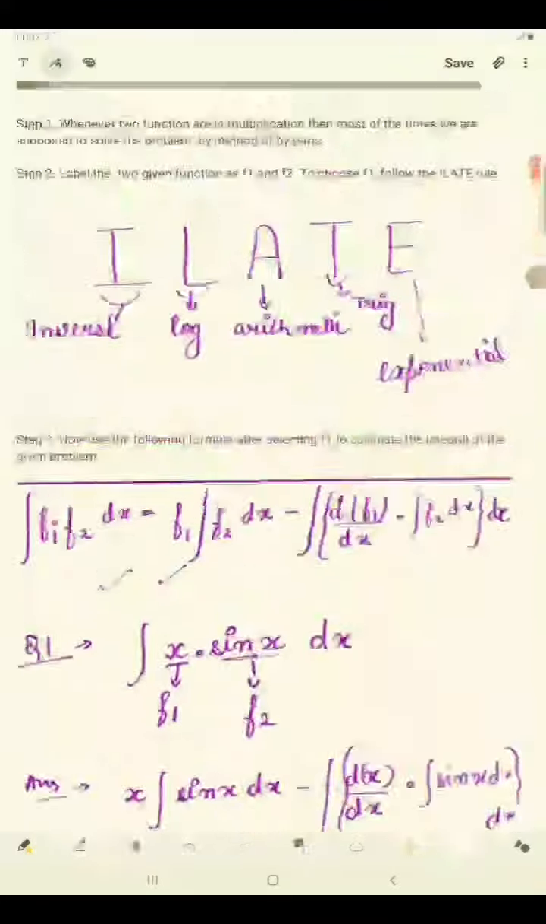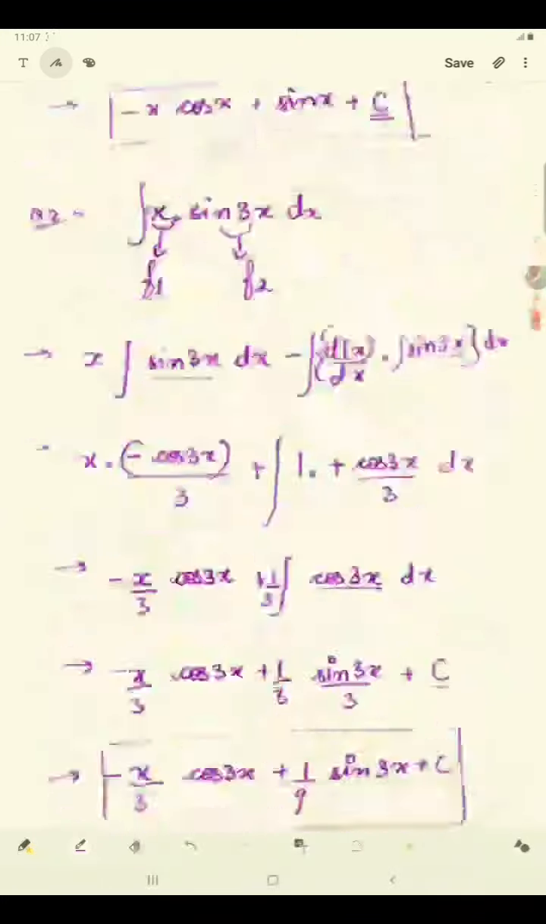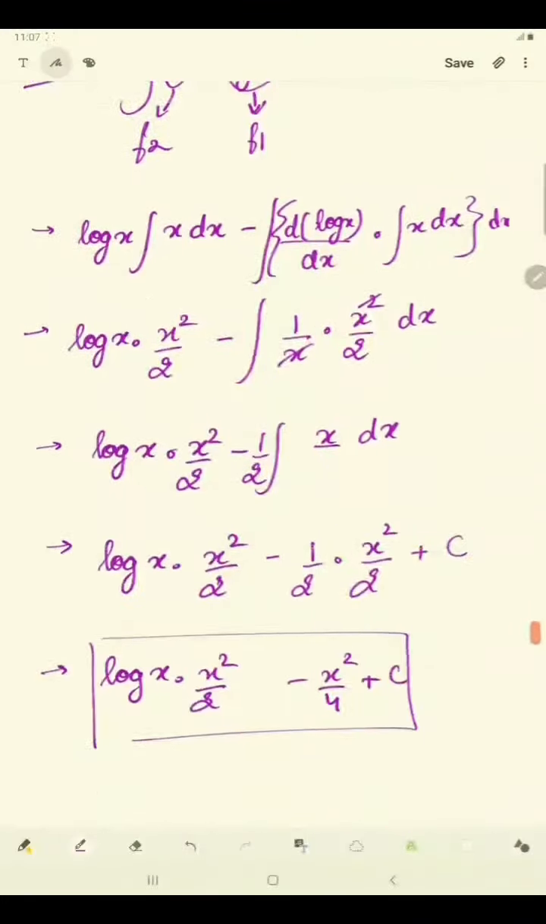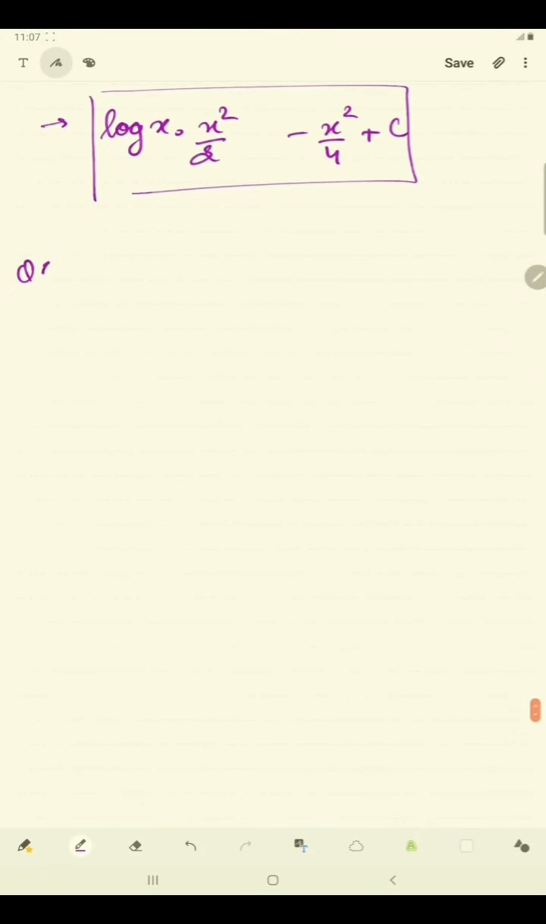Now we need to find the fifth question, x log 2x. So this is very similar to the fourth question as we did. So the question is x log 2x.